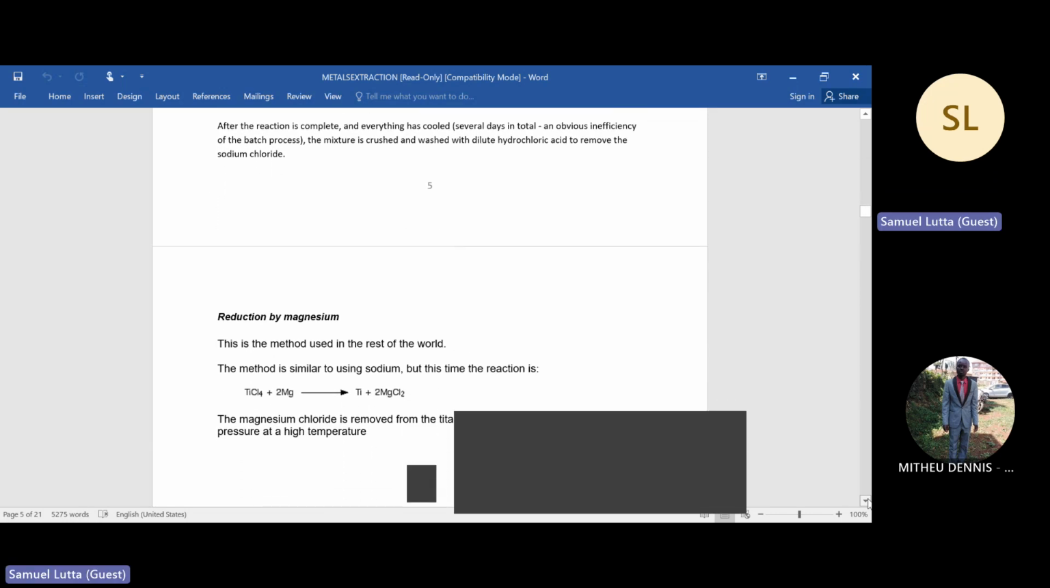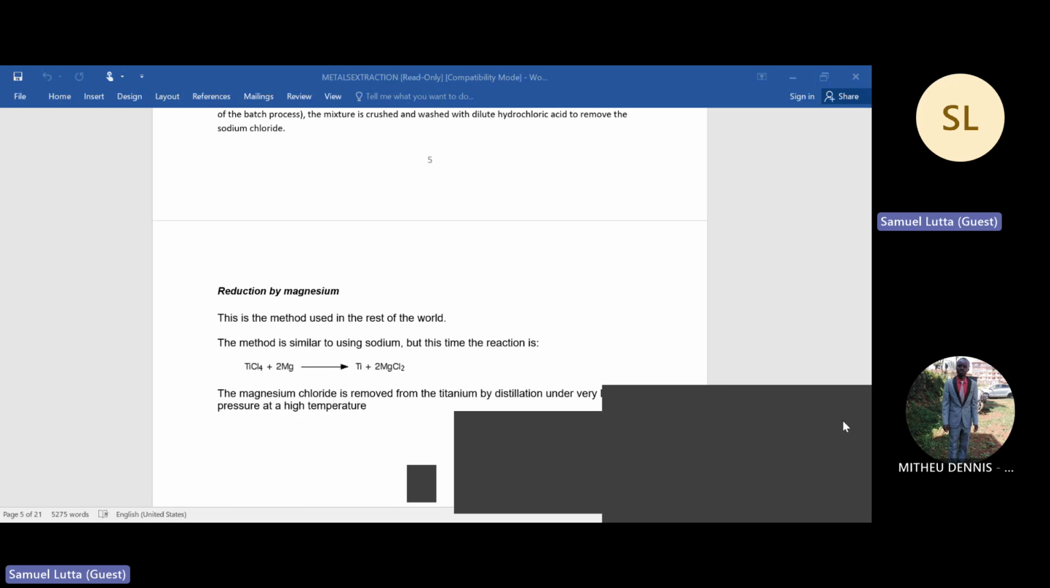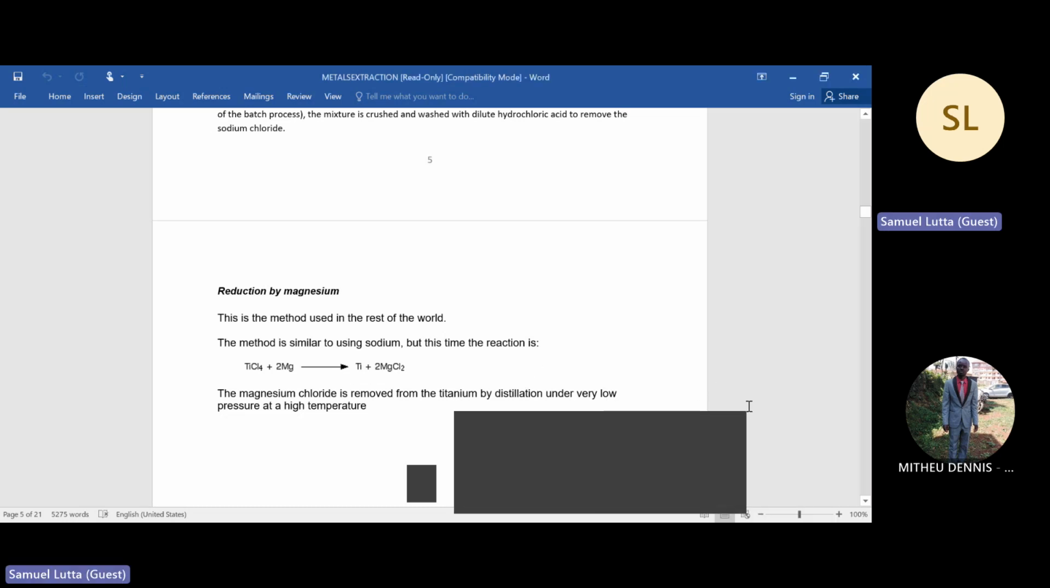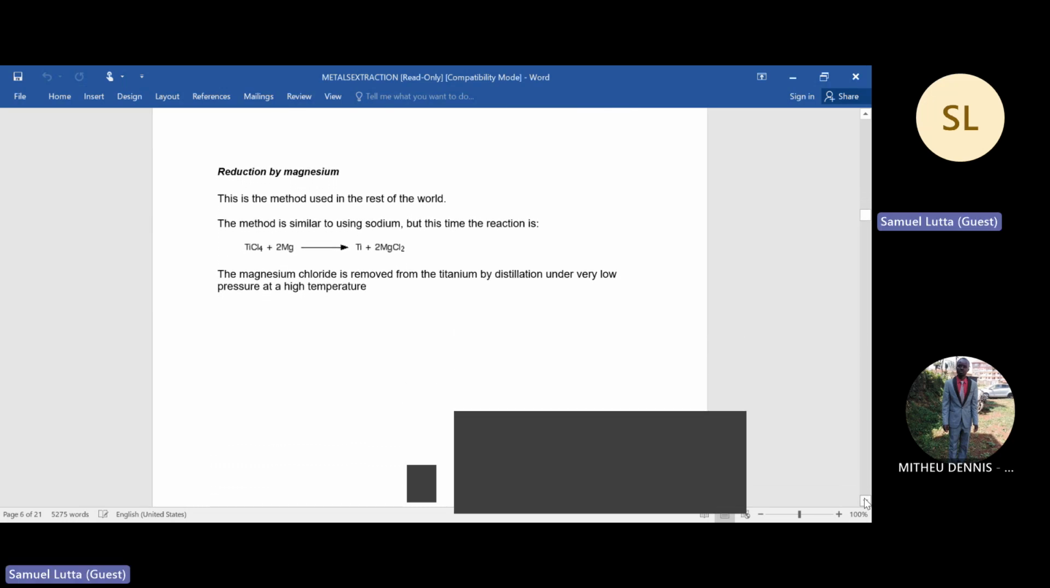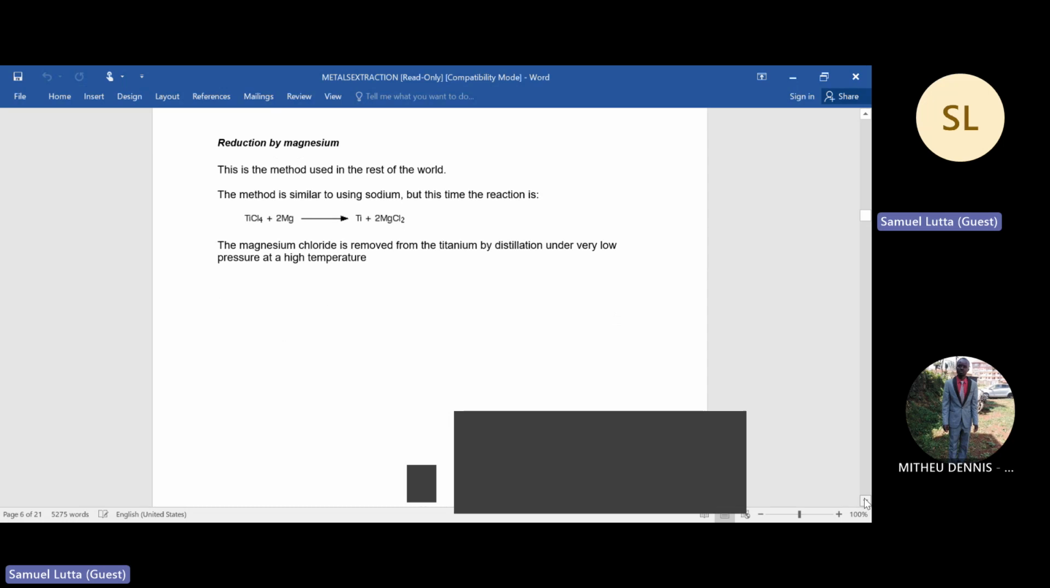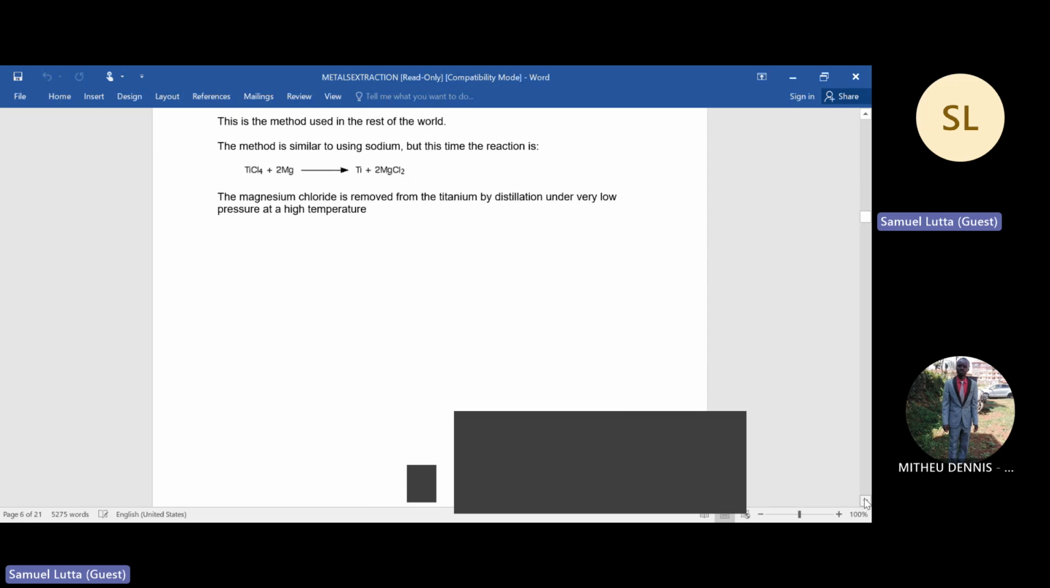And the titanium will remain. For the reduction, you can also use magnesium, because it's a highly reactive metal. The magnesium again can displace titanium to form titanium plus magnesium chloride.